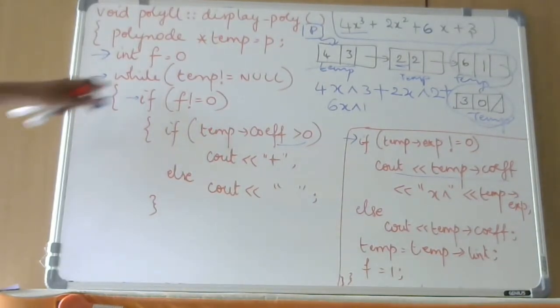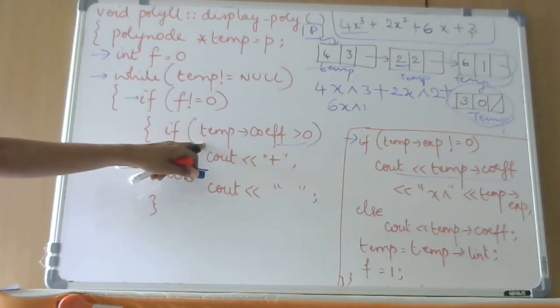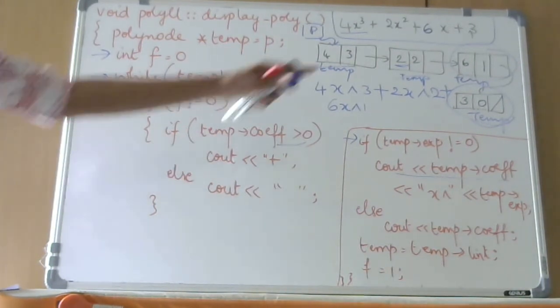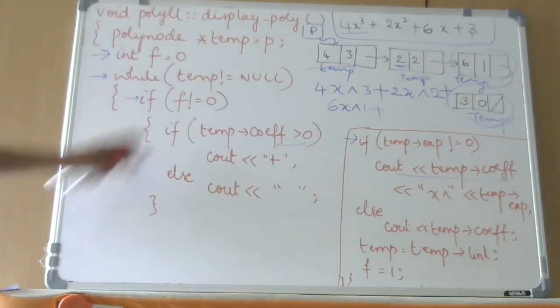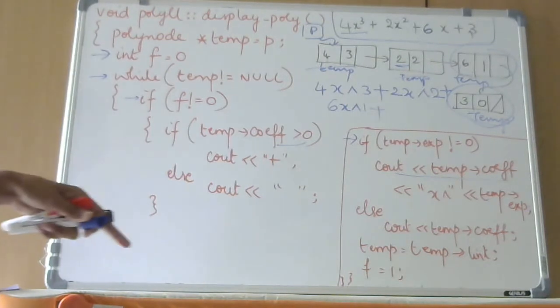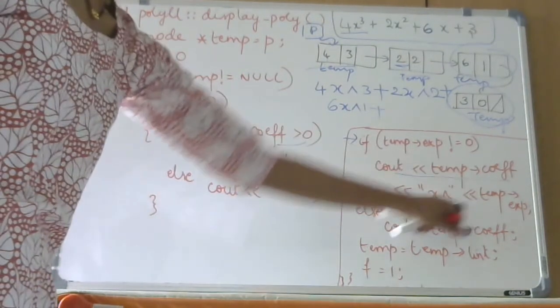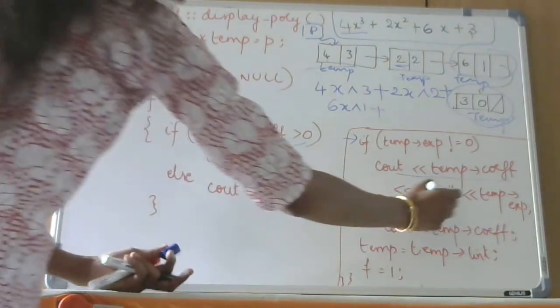So what will happen? Again I will come here. Temp is not equal to null. F is not 0. Temp of coefficient is greater than 0. 3. 3 is greater than 0. So I will display a plus. Again I will come here. Temp of exp is now equal to 0. Correct? So I will not display this part. So I will come directly here because I can't write this because it is 0.